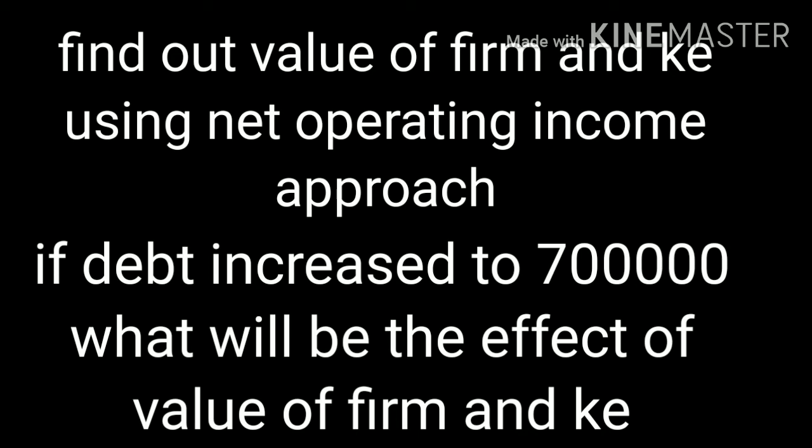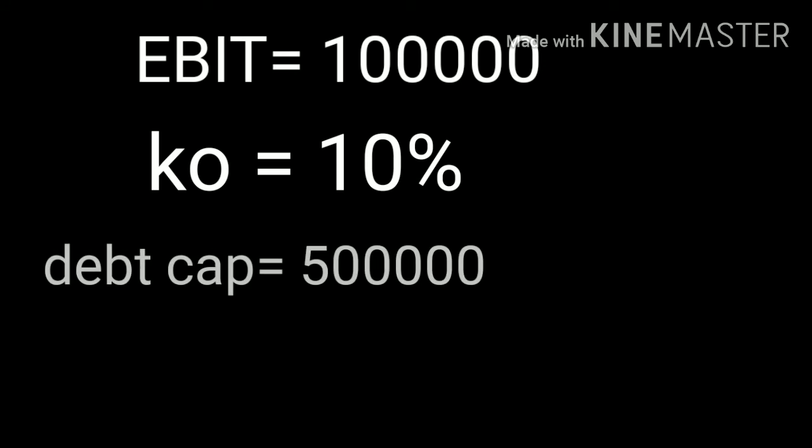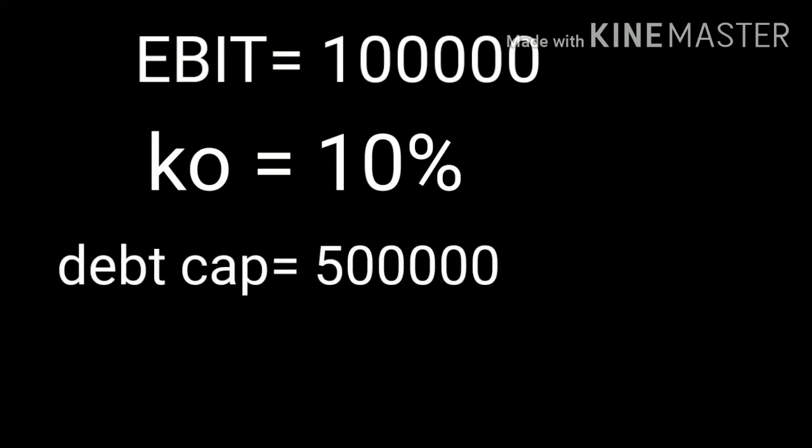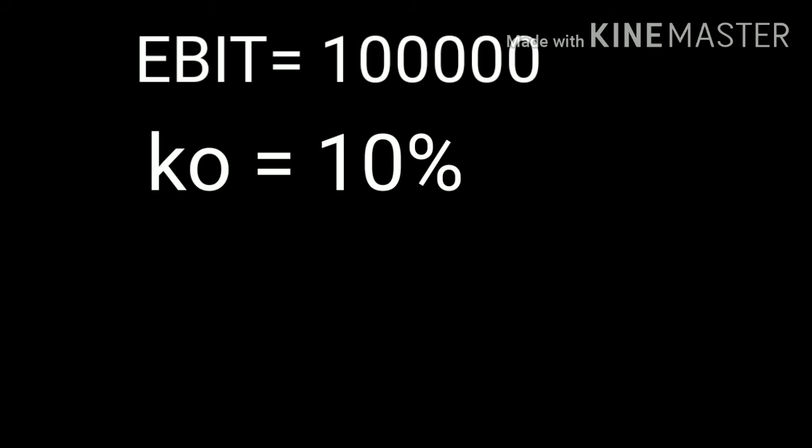If debt capital increased from 5 lakh to 7 lakh, what will be the effect on value of firm and equity capitalization rate? Net operating income or EBIT is 1 lakh. Overall cost of capital KO is 10%. Debt capital is 5 lakh. Then interest rate is 6%. Using this information, we want to find out value of firm and equity capitalization rate or cost of equity KE using net operating income approach.